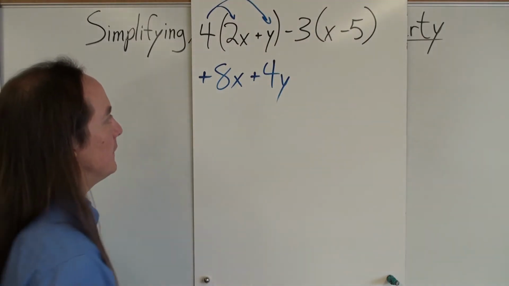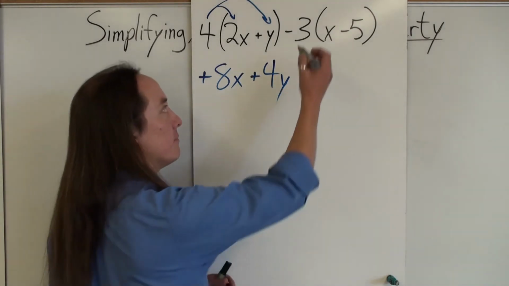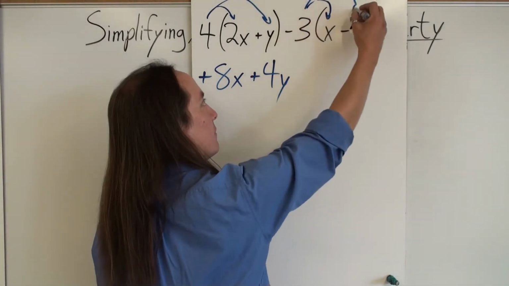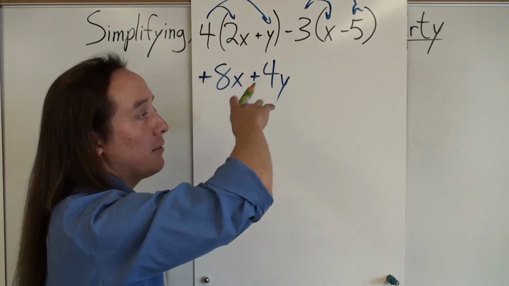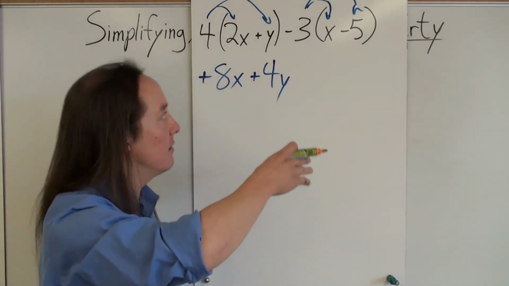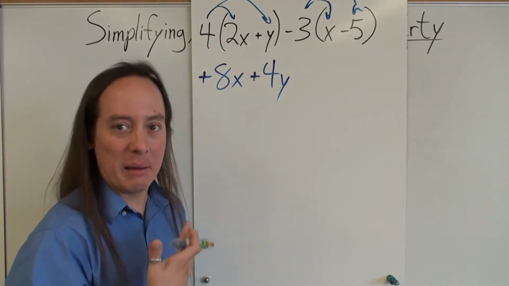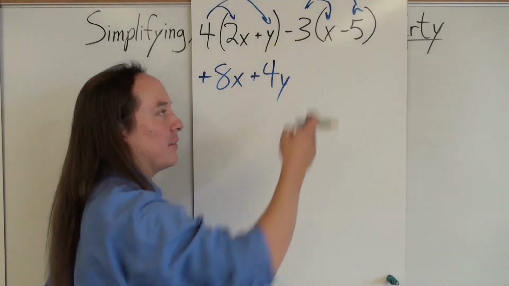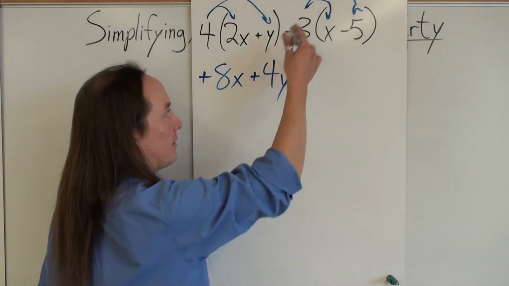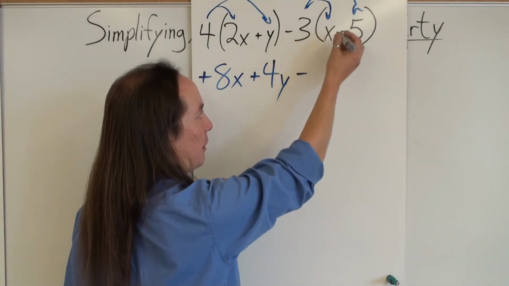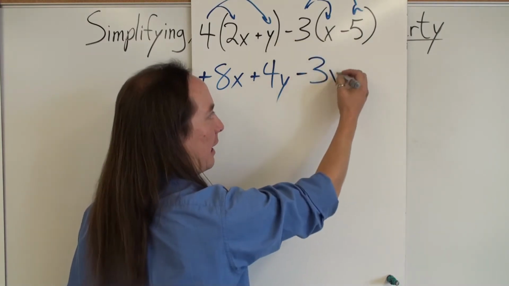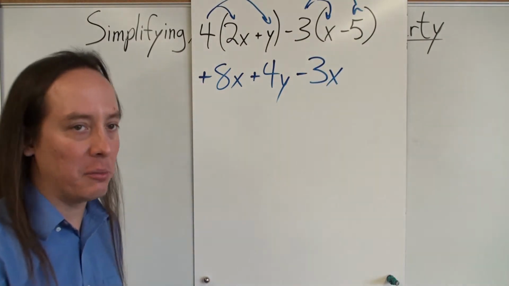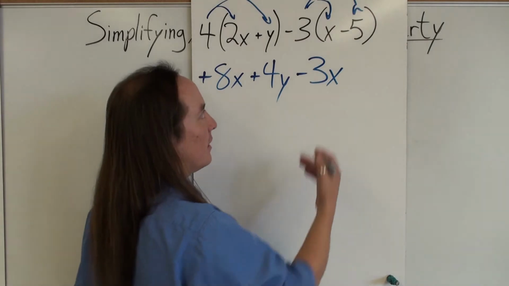Okay. Now for the next one, same thing. We're going to be multiplying the minus 3 times the x. Signs first. Minus times a positive. X is positive because it doesn't have a sign, so minus times positive is a minus. 3 times 1 is 3. Bring down the x because there's no other variable multiplied with the variable x.